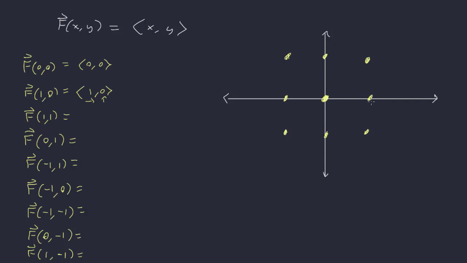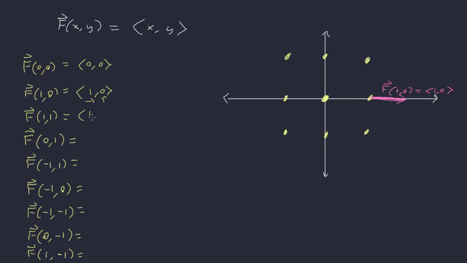So at the point 1, 0, it's going to move 1 in the x direction and 0 in the y. So there's f of 1, 0, which is the vector 1, 0. But the trick is that these aren't all centered at the origin, but they start at whatever point we're plugging in.